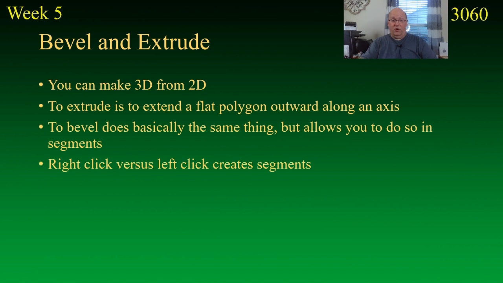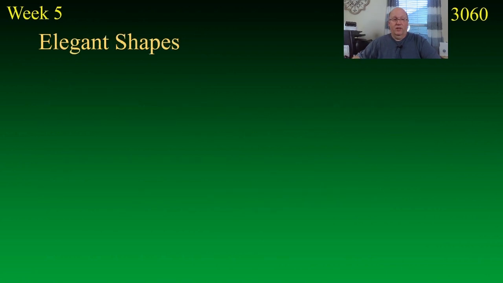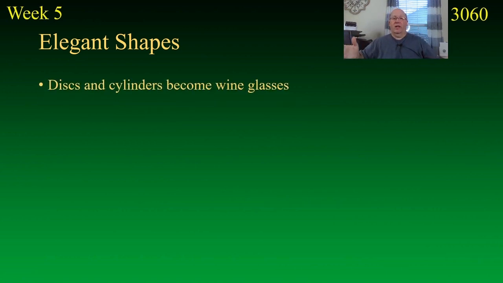Because if you want to make a curved object, like a vase, for example, you can't just extrude that once. You've got to extrude it multiple times to create the curve. And I'll show you what that looks like. And the more segments, the more opportunities for curvature. Now, you can make elegant shapes. You know, discs become wine glasses, for example.